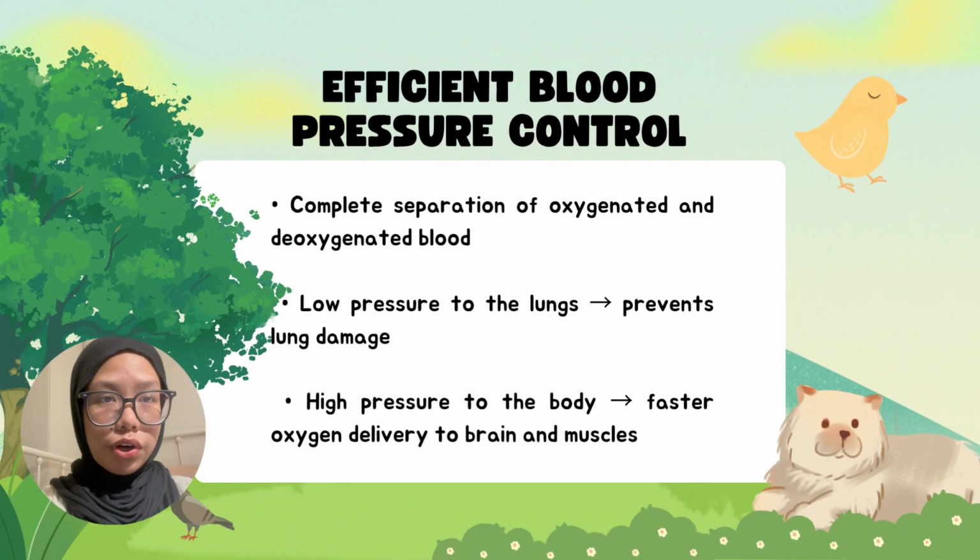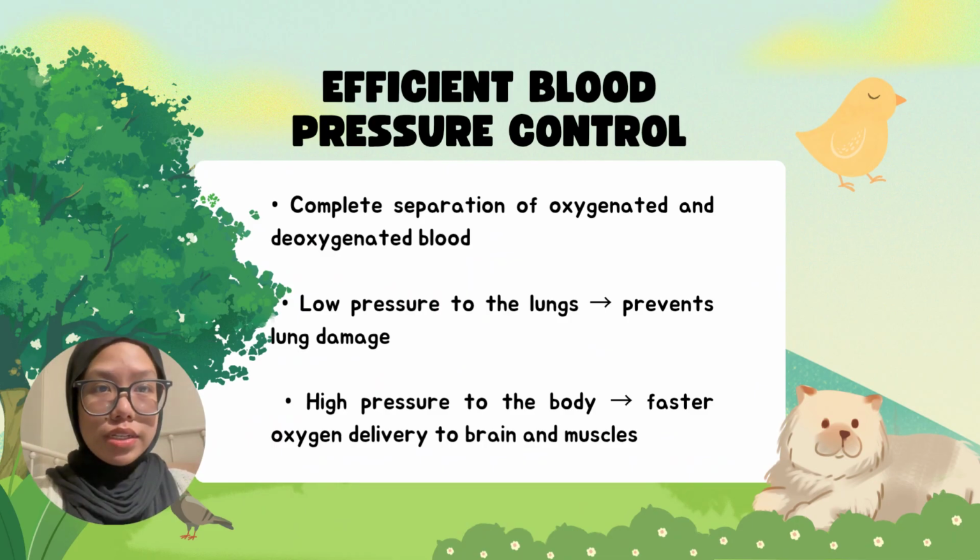Now, let's move on to the evolutionary advantages of animals with a four-chambered heart. Firstly, a four-chambered heart allows a complete separation between oxygenated and deoxygenated blood. This separation creates different blood pressures. Low pressure is sent to the lungs to prevent damage, while high pressure is sent to the rest of the body. As a result, oxygen can reach the brain and muscle much faster.